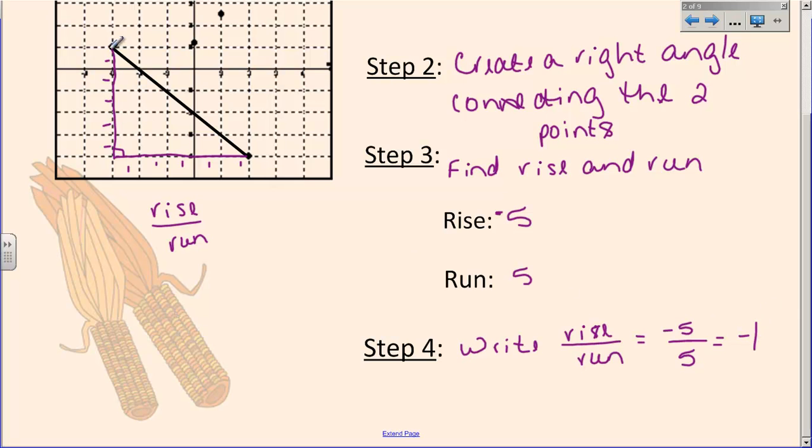So if you see, I go down 1. If I go from here to here, I went down 1 space. From here to here, I went down 1 space again. Here to here. So between each point, I'm just decreasing 1 space. That's what that slope is telling me.